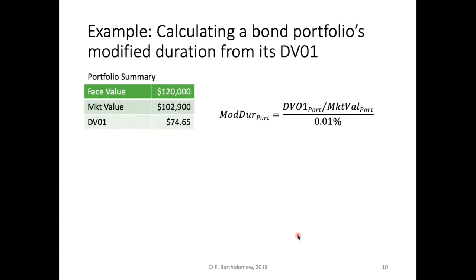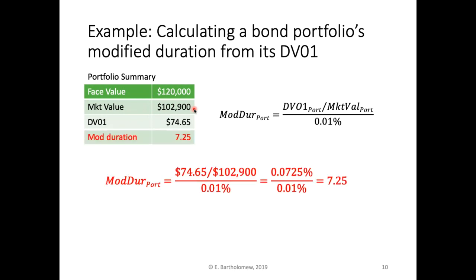So let's look at an example. Here's our formula, and we're looking at our summary information again. We've got a DV01 of 7465 and the portfolio market value is 102,900. We don't have any bond level information at this point. And so we divide 7465 by 102,900. That gives us 0.0725%. And that represents what we would lose from a 1 basis point move in rates. And so the ratio of these two is the modified duration, 7.25 in this case.